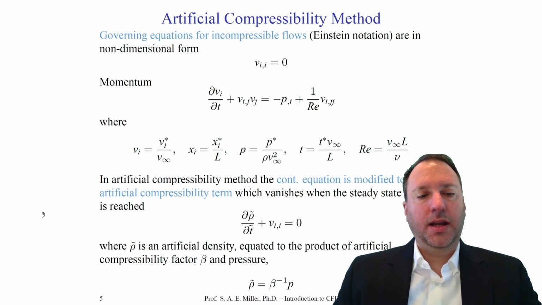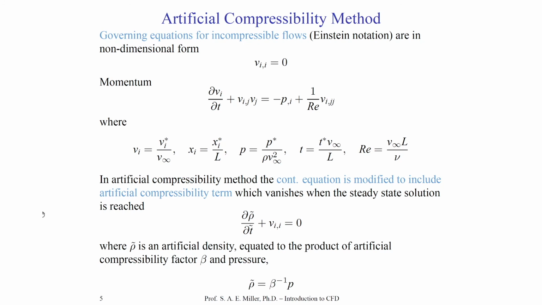Now, in the artificial compressibility method, the continuity equation will be modified to include artificial compressibility terms. These will vanish when steady state solutions are reached. For example, partial rho tilde, partial t tilde plus the divergence of V is 0. So you notice we've non-dimensionalized these equations. Here we write with a tilde an artificial density. So this artificial density we want to drive to 0 for a particular incompressible flow.